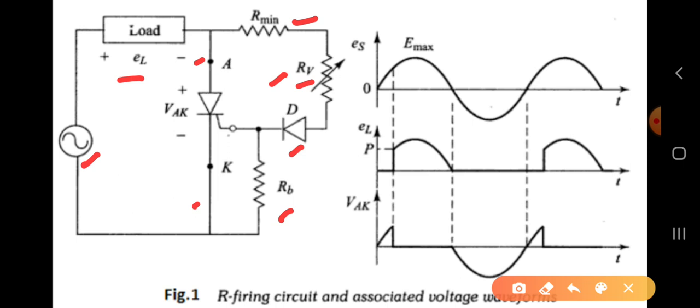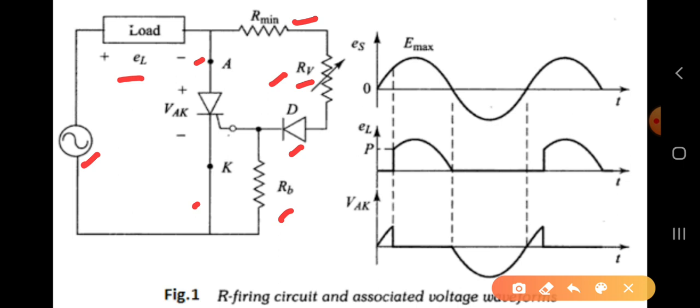Here I have used one resistor, that is RB. It is called a stabilizing resistor. The voltage across the RB should not exceed the minimum gate voltage. For what purpose are we using this RB? It is for stabilizing. So the voltage across this RB should not exceed the minimum gate voltage.